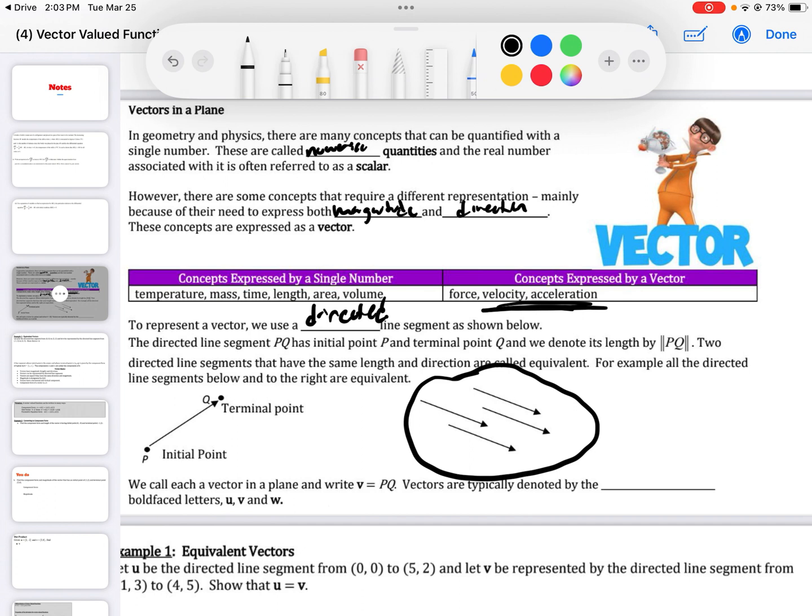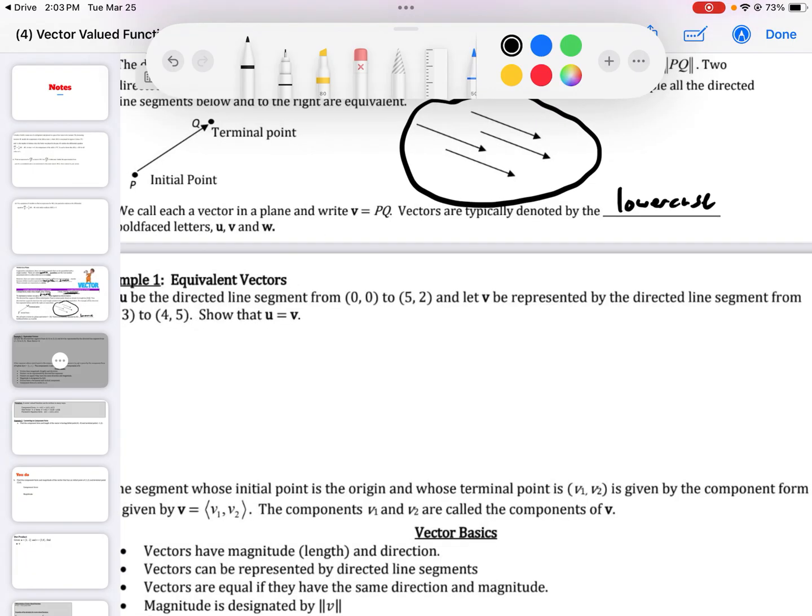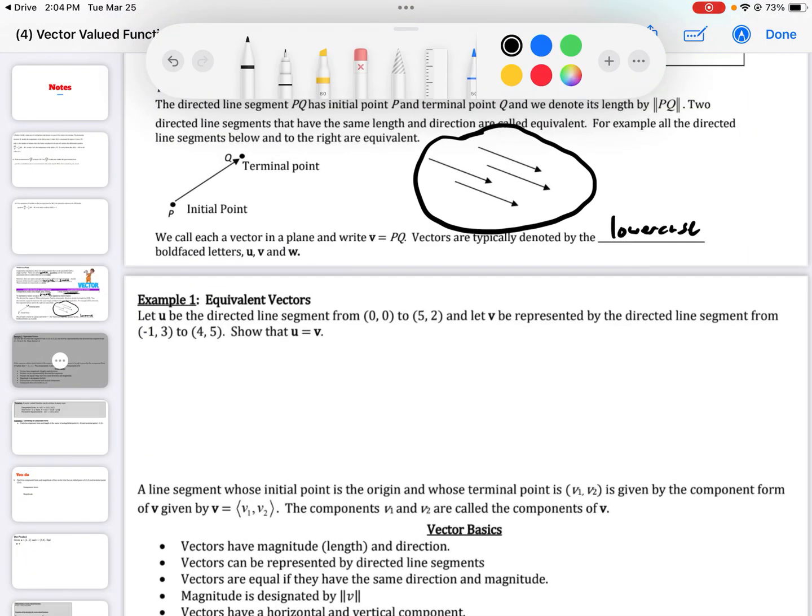For each vector in a plane, we can write it by a lowercase letter instead of the terminal point and initial point. So boldface, lowercase letters are how we often represent vectors. Equivalent vectors, again, are not necessarily a tested topic, we're just trying to get an idea of what vectors are.